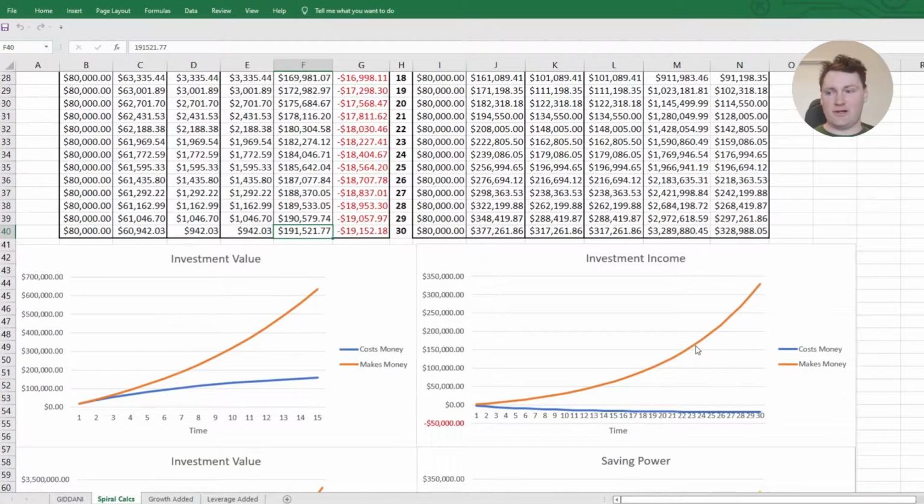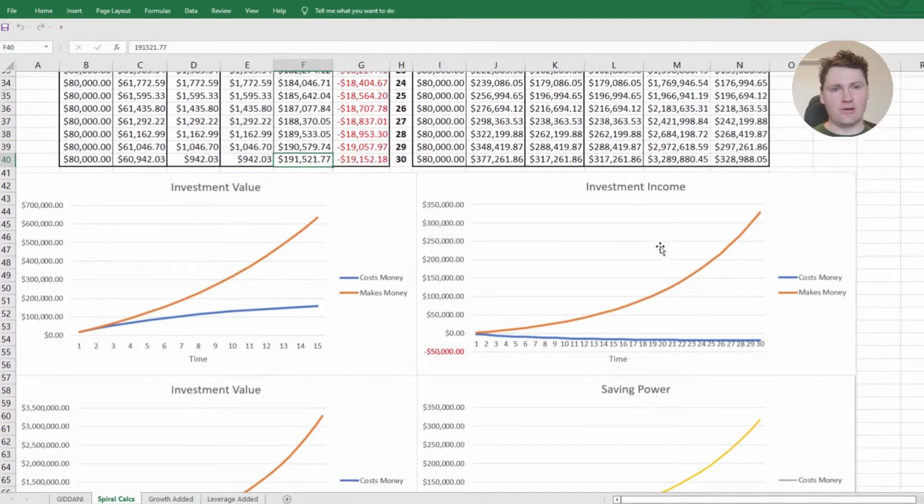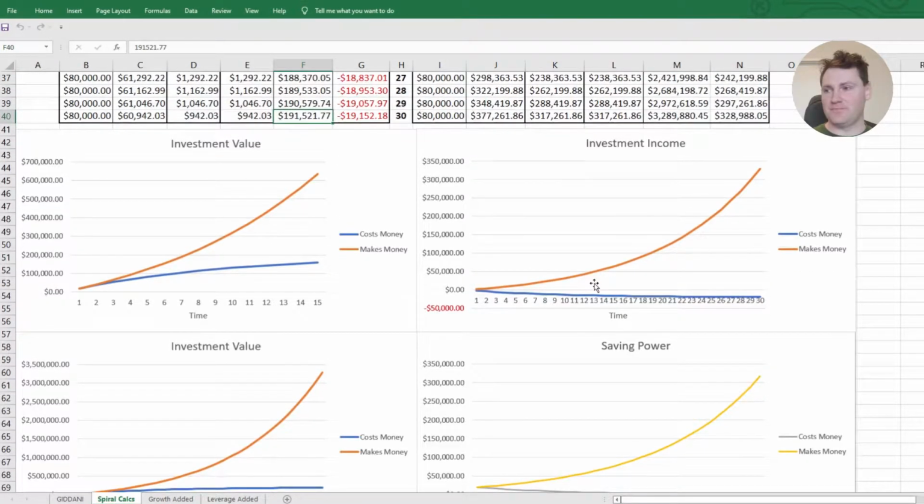So I wanted to graphically show you what this actually looks like. Because some people don't really follow the numbers, and I understand that, because numbers aren't as easy to see, but I really wanted to break it down one step at a time. So let's take a look at what it looks like graphically. So here is investment value. This is the first one.